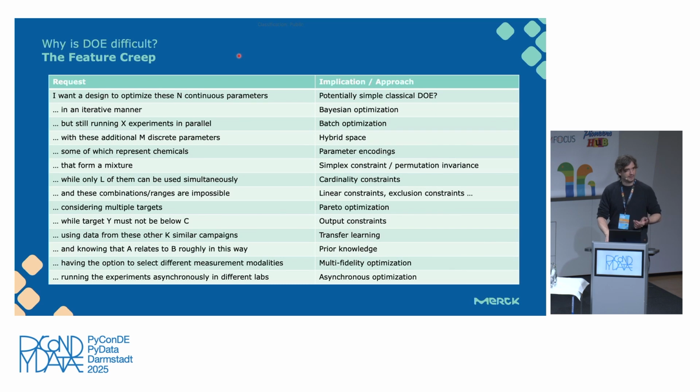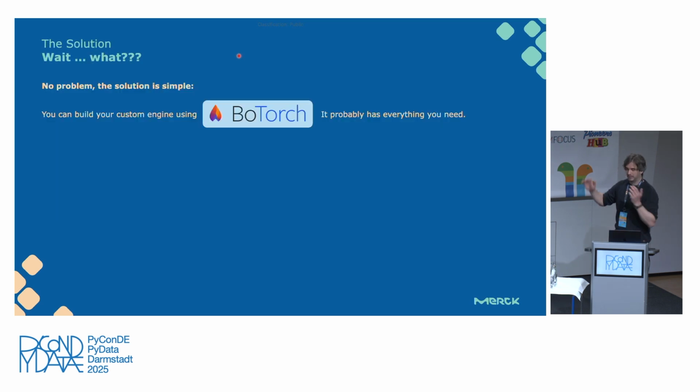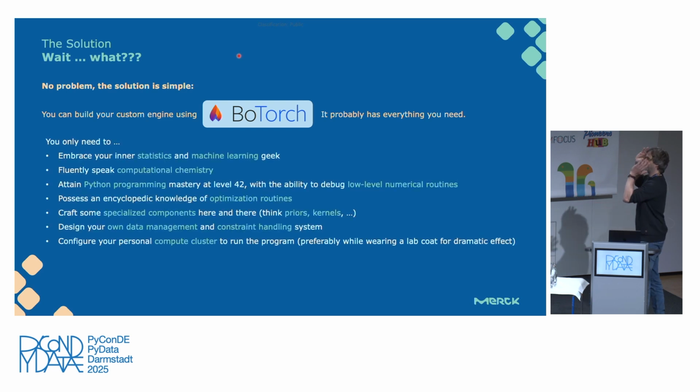There might be a seemingly simple answer. There is PyTorch, or rather BoTorch, which as I mentioned is one of the most developed Bayesian optimization packages out there. And probably all of that could be implemented in it. But there's a little catch: to do that, you need to have some extra stuff.